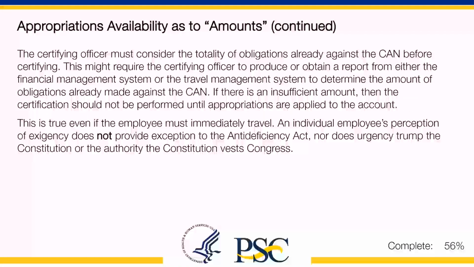The certifying officer must consider the totality of obligations already against the CAN before certifying. This might require the certifying officer to produce or obtain a report from either the financial management system or the travel management system to determine the amount of obligations already made against the CAN. If there is an insufficient amount, then the certification should not be performed until appropriations are applied to the account. This is true even if the employee must immediately travel. An individual employee's perception of exigency does not provide an exception to the Antideficiency Act, nor does urgency trump the Constitution or the authority the Constitution vests in Congress.